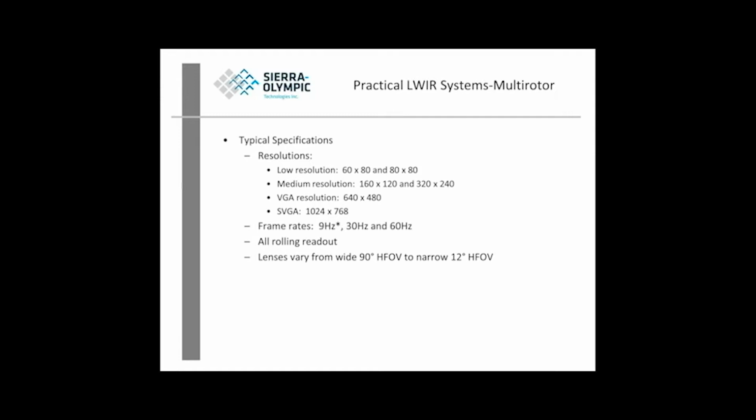Frame rates are either 9 hertz, 30 hertz, or 60 hertz. The 9 hertz is an export classification caveat. I won't go any further than that. All the uncooled long wave systems, except for very few and rarely, are rolling readout. And like I said before, the lenses will vary from 90 degrees to 12 degrees horizontal field of view.